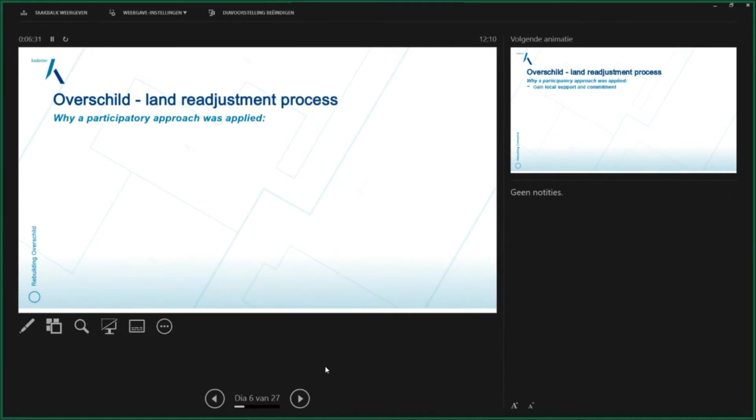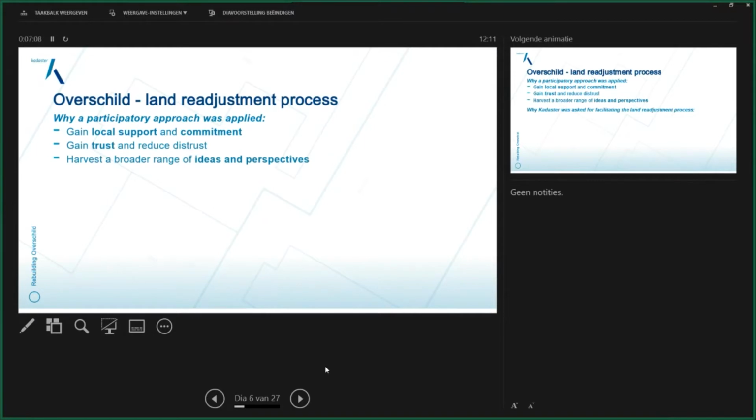So a participatory approach was applied. It was a local initiative, so it was a plan of the people in Overschild. That was one of the reasons, and because the people there already had a lot of problems with their houses, with their objects, with damage. So to gain local support and commitment for the plans was very important. Trust, of course, and there was a local initiative, so it was important to find more ideas and perspective from the bottom-up idea.